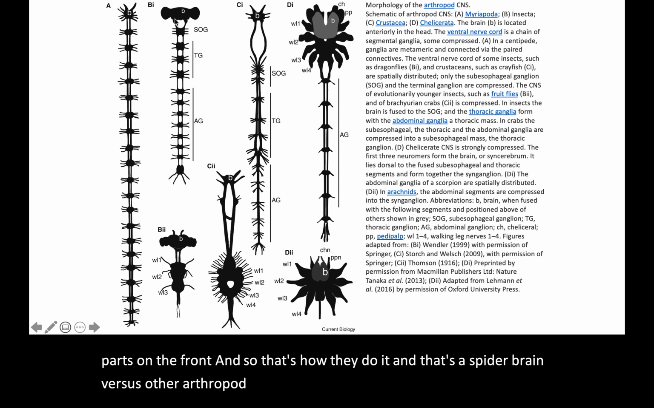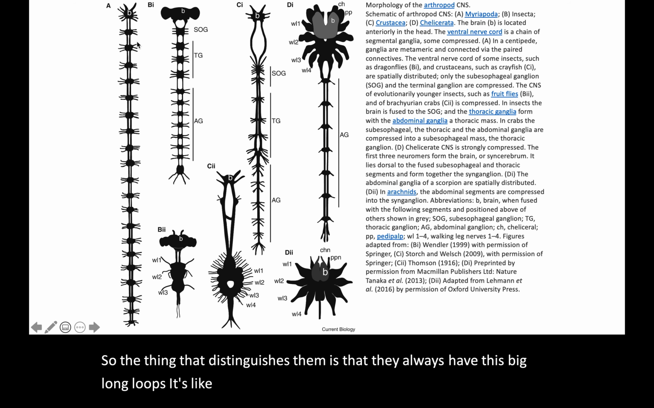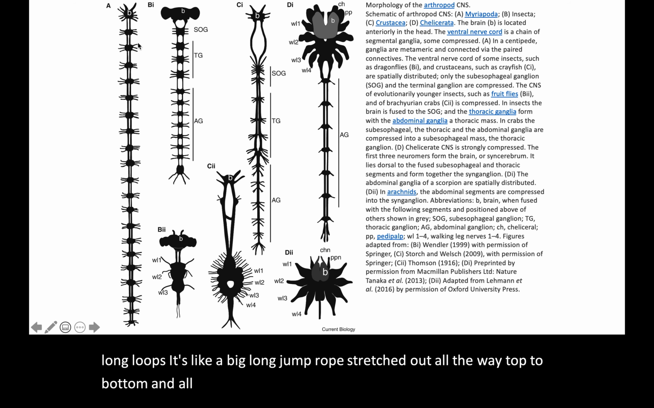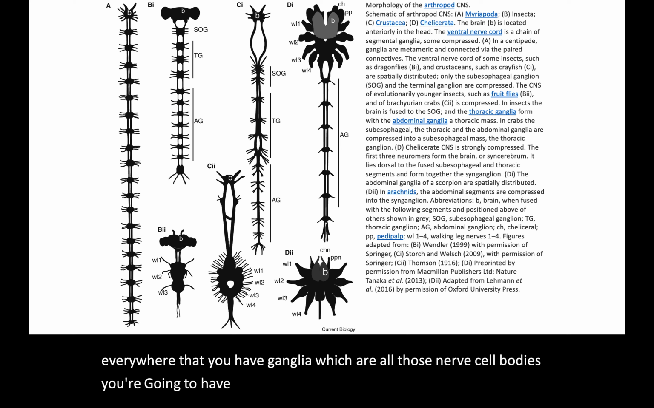So the thing that distinguishes them is that they always have this big long loop. So it's like a big long jump rope stretched out all the way top to bottom. And all along this, they're going to have these ganglia. And everywhere that you have ganglia, which are all those nerve cell bodies, you're going to have something like legs coming off. And that's how they work.